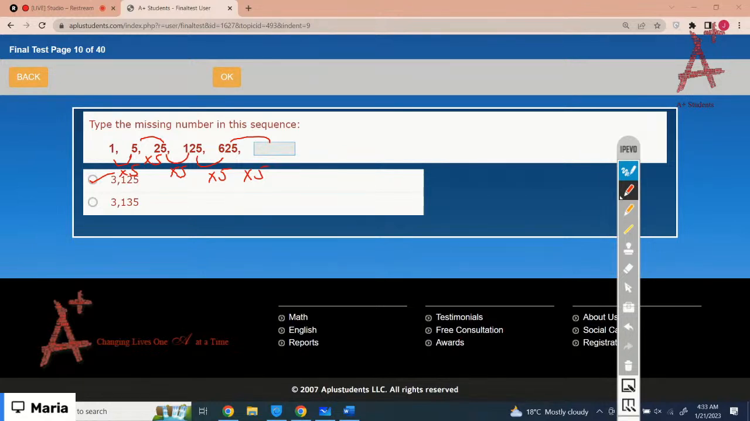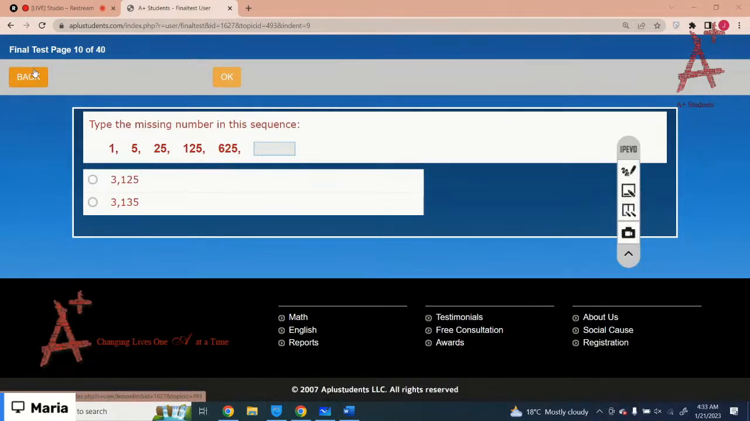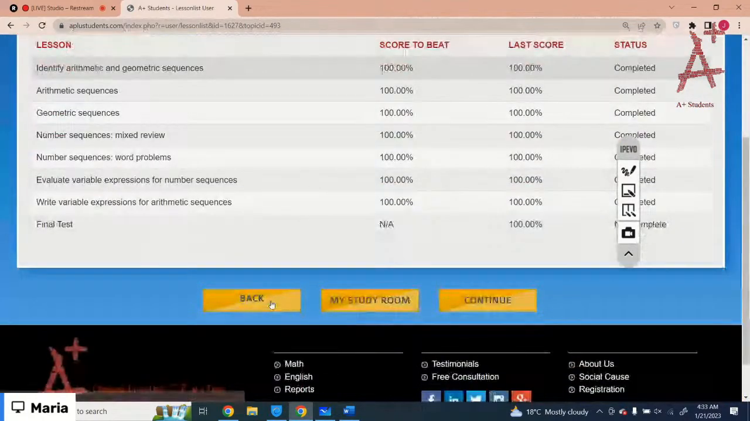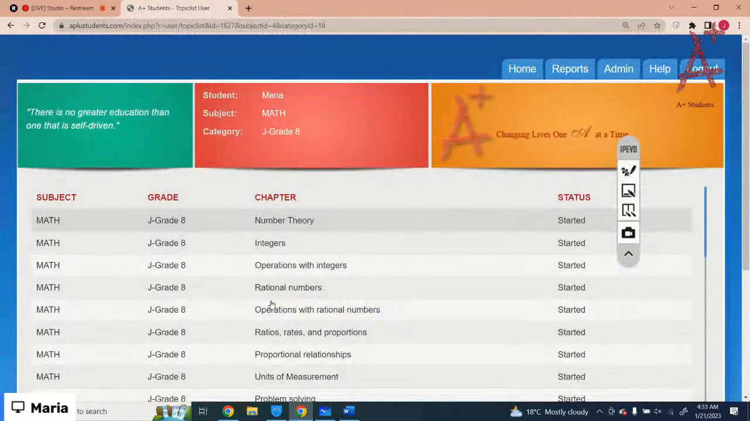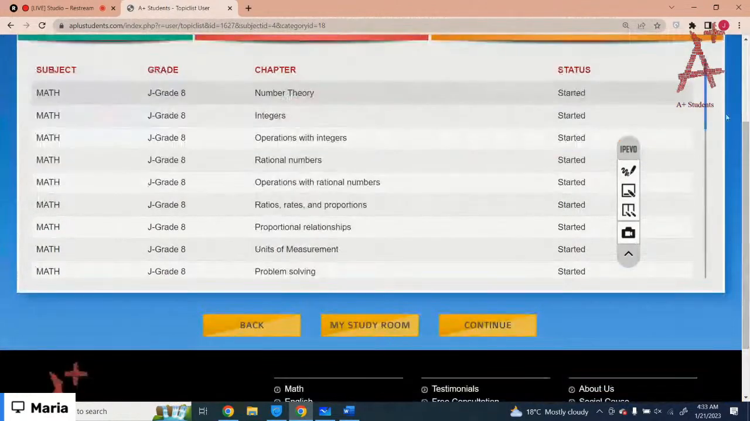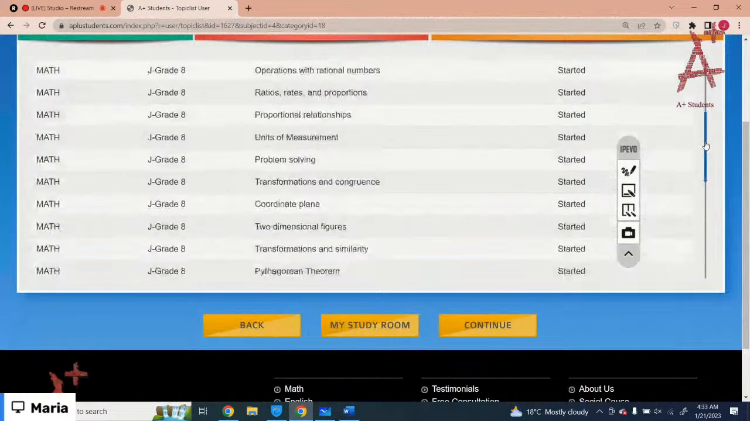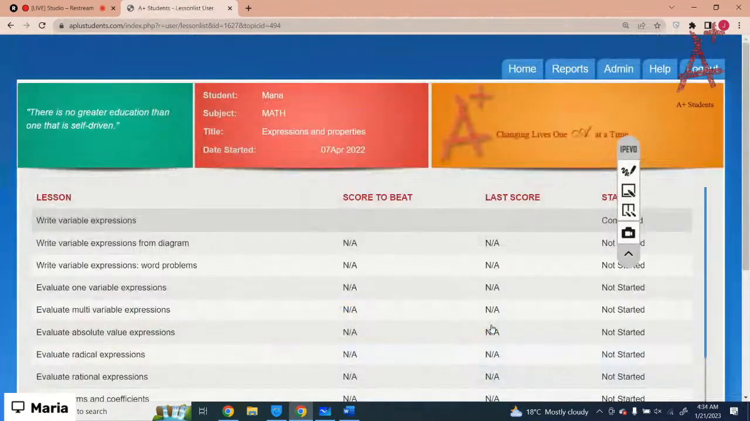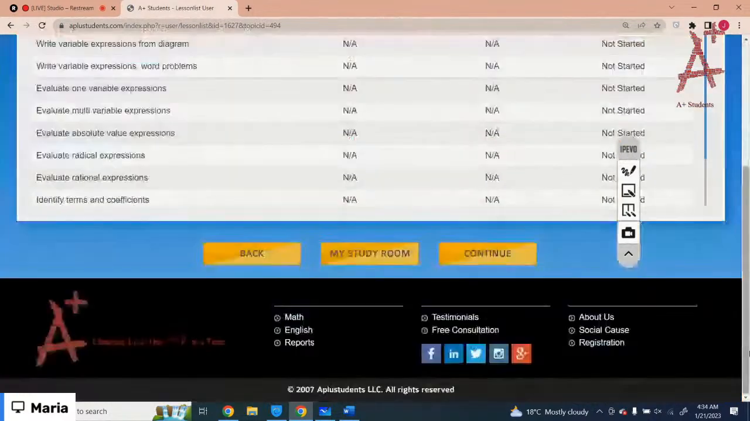Okay, you can complete the test by yourself later today. Let me just move on to the next lesson. So basically, we're going to start with a new chapter. Got it? Okay, let's just start with the new chapter. The next chapter is expressions and properties. So let's start with the first lesson, that is variable expressions.